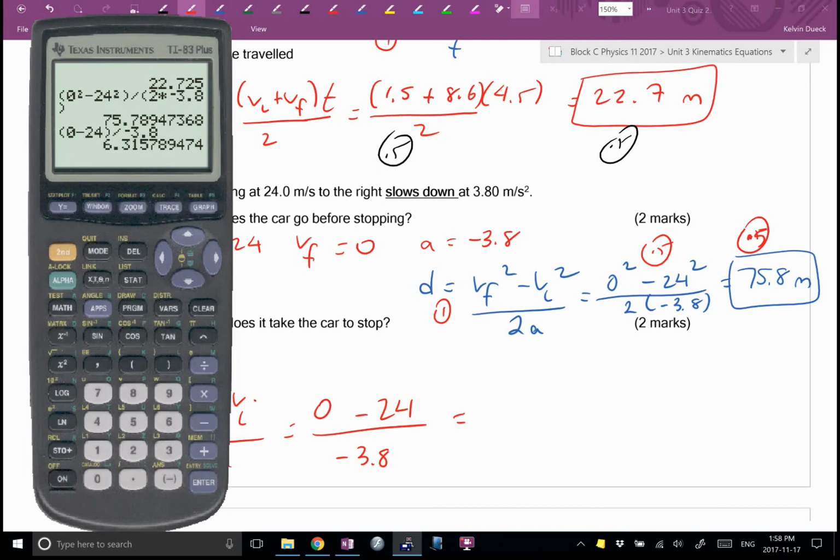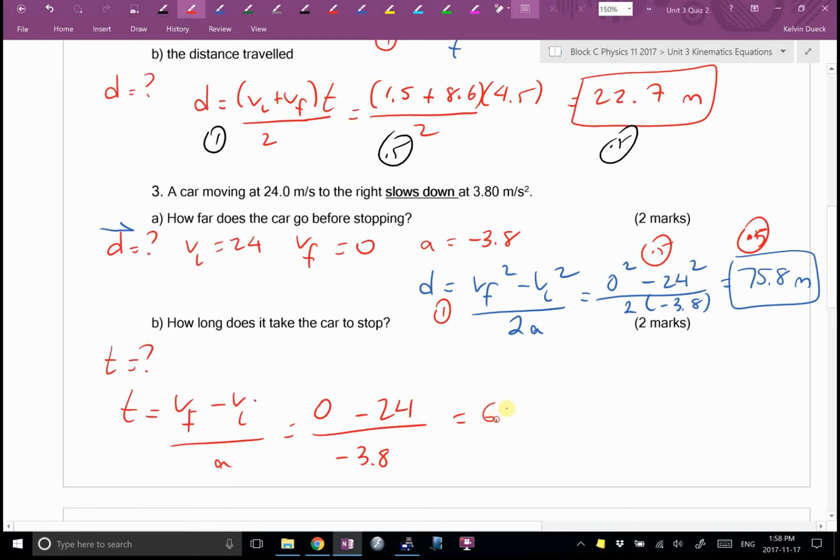Do you get 6.3? 6.32? Yes. 6.31? No, take a half mark off. I'll go 6.3. And this was seconds. And then turn the page.